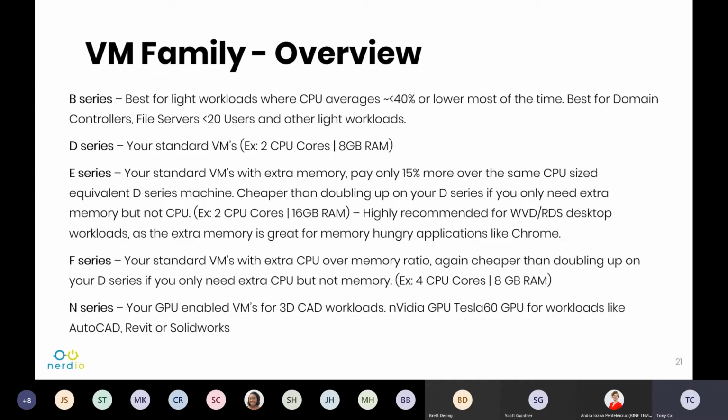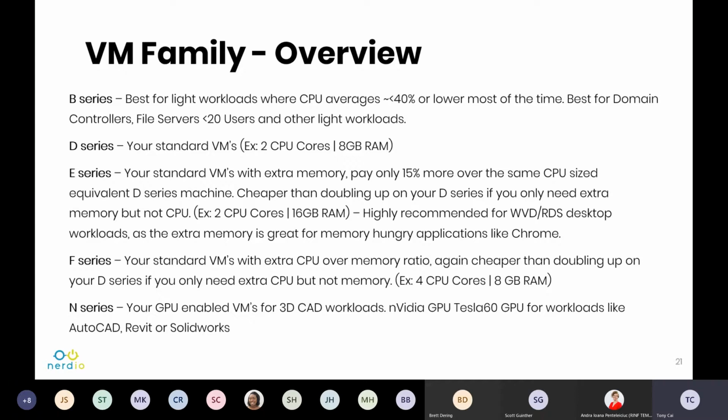So you have your B series machines. They're best used for light workloads where CPUs average under 40%, right? So best used for domain controllers or small file servers that are maybe under 20 users, light workloads. You have your D series machines, which are your standard virtual machines, right? They start at 2-core, 8 gig of RAM. They double up every time you go up.